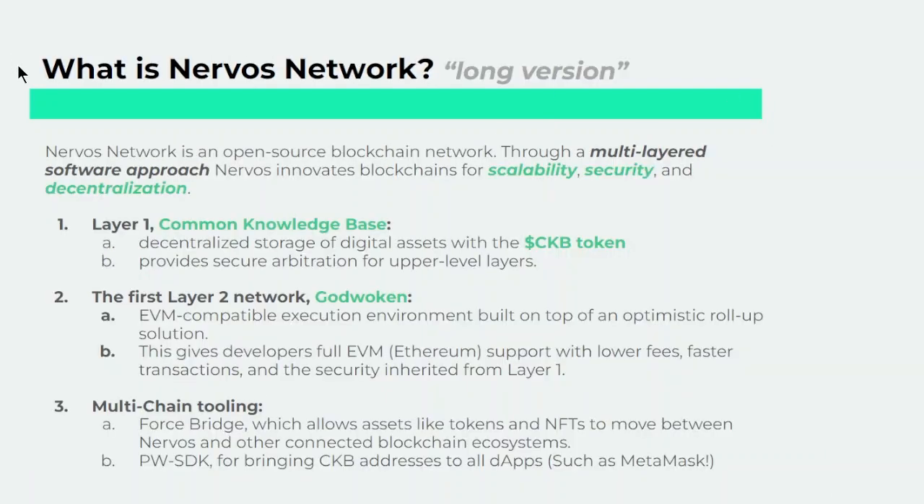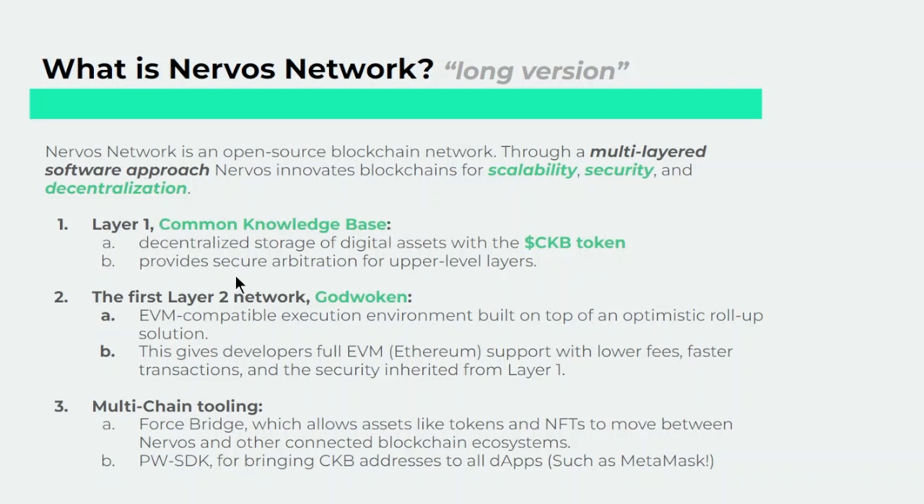Now that we have covered what the blockchain trilemma is and how layers play into solving that problem, we can go into a deeper dive into what Nervos Network actually is. As I said before, Nervos Network is an open source blockchain network, and we use a multi-layered approach to solve the blockchain trilemma. First up is our layer one. This is known as the common knowledge base. The common knowledge base, this is a very fitting name for it, and we'll get into why soon.